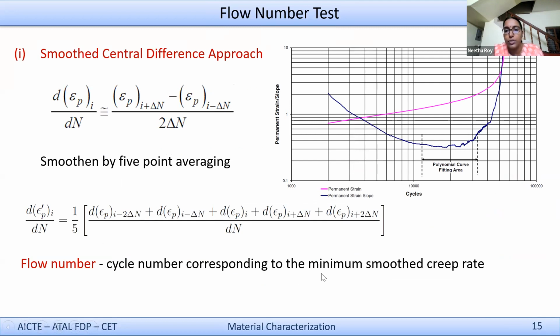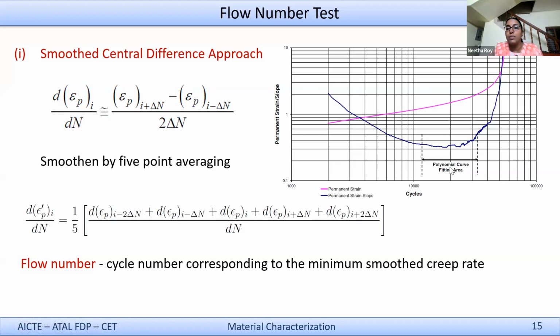Okay, so your strain, you see here, this pink line indicates the strain, and you take the rate of change of strain, and then you smoothen that curve and essentially draw it. So you can see that the rate decreases and it reaches a minimum value, and then it increases. Now again, you can pick that minimum point, which will correspond to the flow number, right?